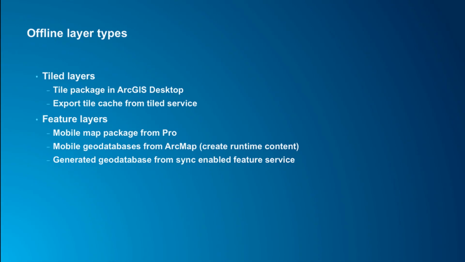So the offline layer types that you can work with as a developer are tiled layers, and these are either packaged in ArcGIS Desktop and ArcGIS Pro into mobile map packages, or you can export those from a service. So you can use the export tile cache task, and we'll run through that in a minute. The other type of layers you can take offline are feature layers, either through mobile map packages or mobile geodatabases from ArcMap, from Create Runtime Content for the offline versions of these, and then you can also generate these geodatabases using a task in the API.